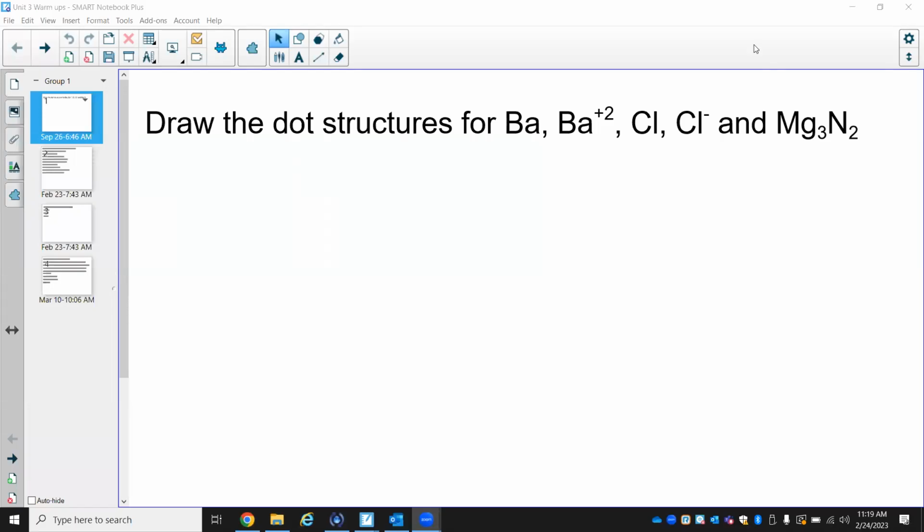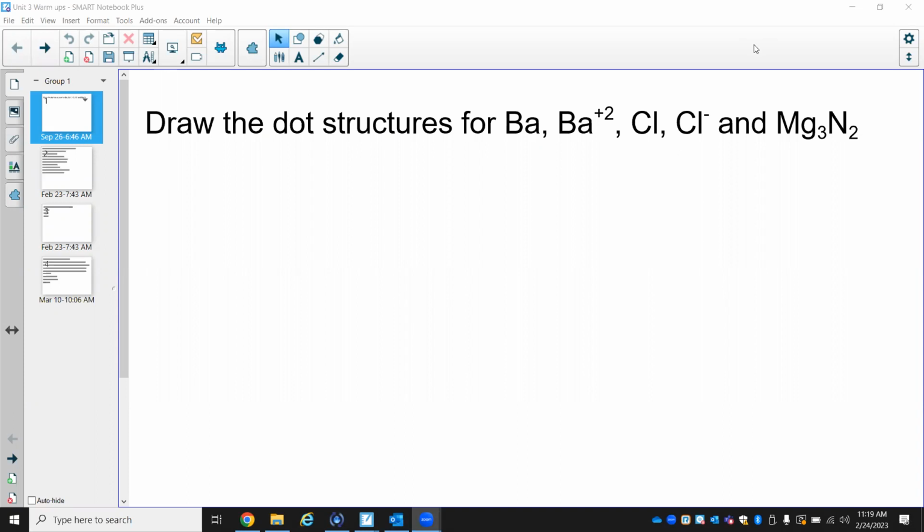All right, guys. So let's do a quick recap from yesterday. We went over finding valence electrons, drawing dot structures for atoms, ions, and ionic compounds. So here we're going to draw the dot structures for barium, the barium ion, chlorine, the chloride ion, and magnesium nitride.